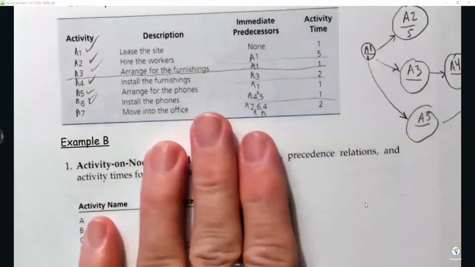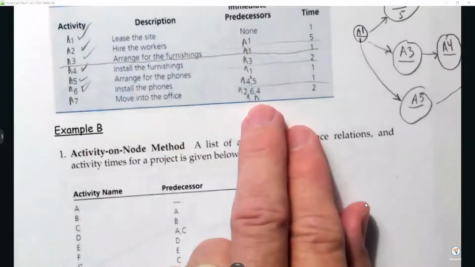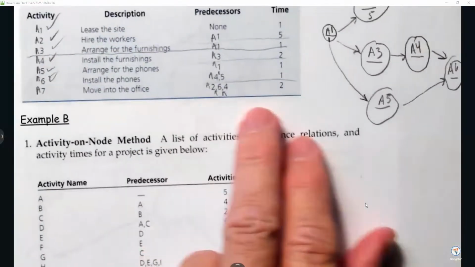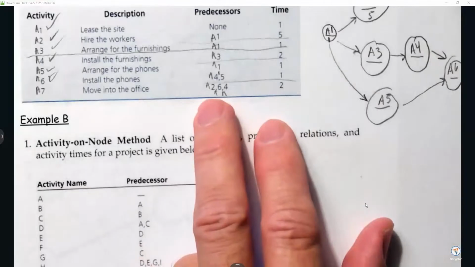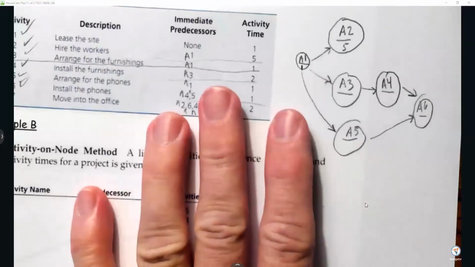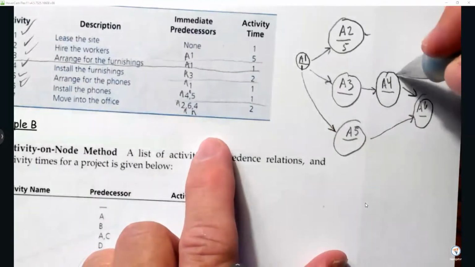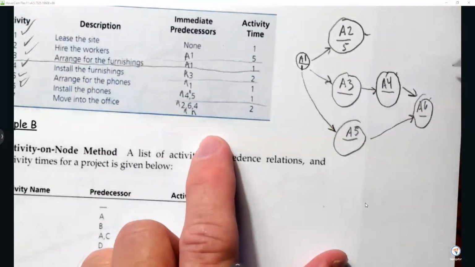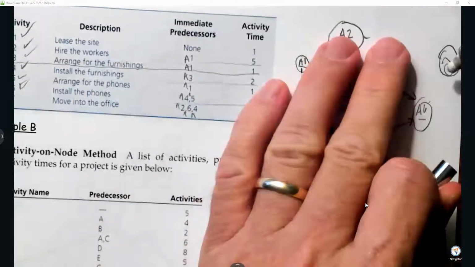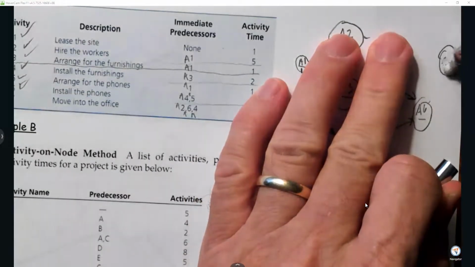And it says A7 comes from 2, 6, and 4, but I'm just going to say 2, 4, and 6. It makes my life easier. So it comes from here, it comes from here, and it comes from here. So I'm going to put it about here, and I made it too small. I should have made it bigger to begin with.